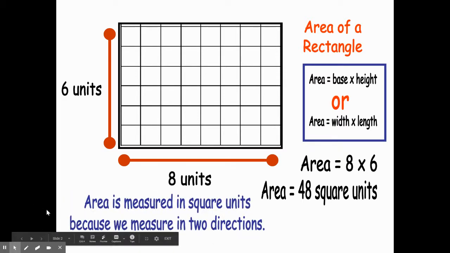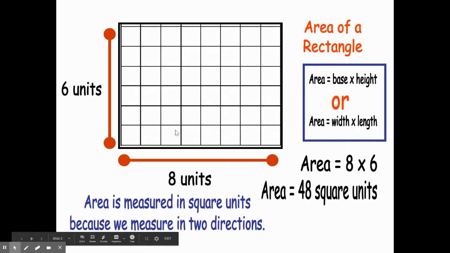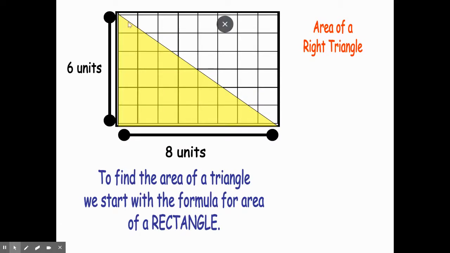All right. If we wanted to find the area of a triangle, if we go back, we're taking this exact same rectangle with the exact same dimensions of 8 and 6, and this time we're going to find the area of this yellow triangle. So the formula is similar. They are related because if you look at this triangle, you can see that this triangle is exactly half of the rectangle.